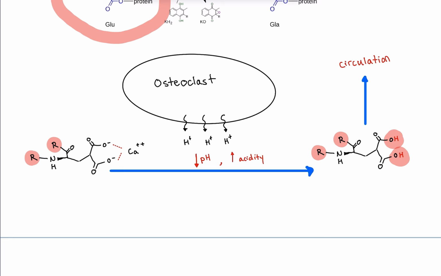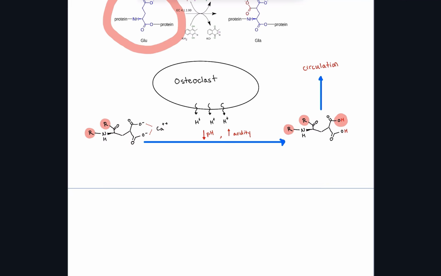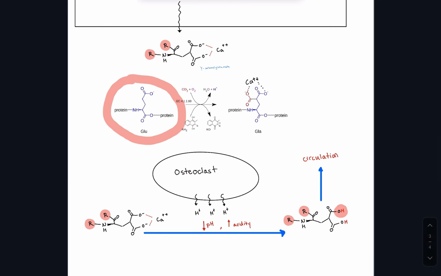So it's no longer bound to calcium, which allows this osteocalcin that was previously stored within the extracellular matrix to then diffuse into circulation. And once it's in circulation, it's now in the activated form of osteocalcin, or the uncarboxylated form of osteocalcin, which can then have major metabolic effects on a broad array of tissues. And so this is the general mechanism by how osteocalcin is produced and released into circulation.